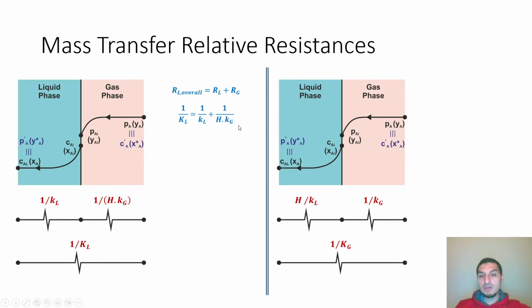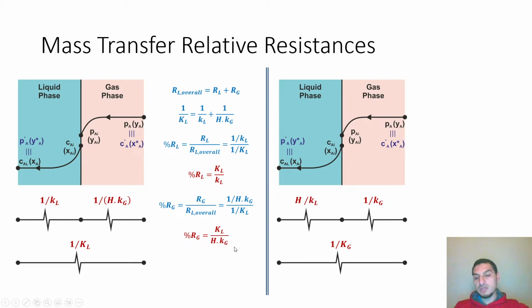So we can write the equation in this form. And then we can tell what the contribution of each phase to the overall resistance is. If we want to get the percent resistance or the relative resistance in the liquid phase, it's going to be 1 over KL divided by 1 over the uppercase KL, which is going to be KL over the lowercase kL. And the same for the gas phase, it's going to be KL over HkG.